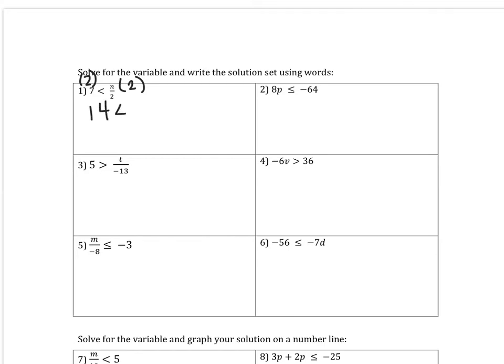14 is less than n. Another way to write that is n is greater than 14. In the second part of this, it says we need to write the solution set using words. So that would look like this. We would write it out like S equals the set of numbers greater than 14. So that's how you would actually write that out using words.